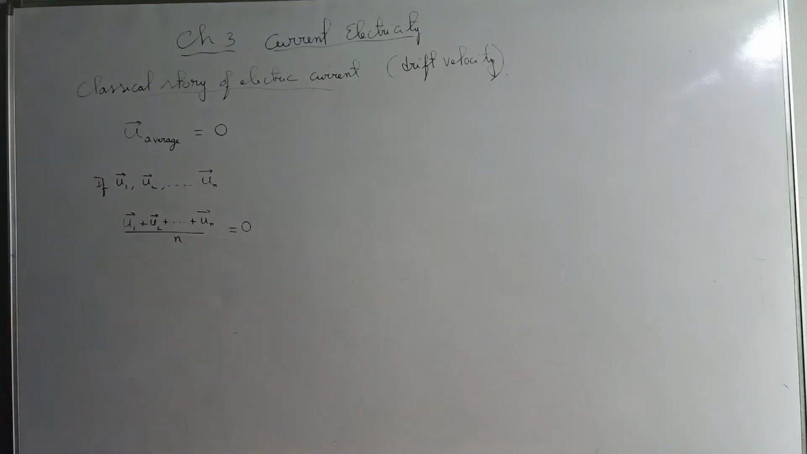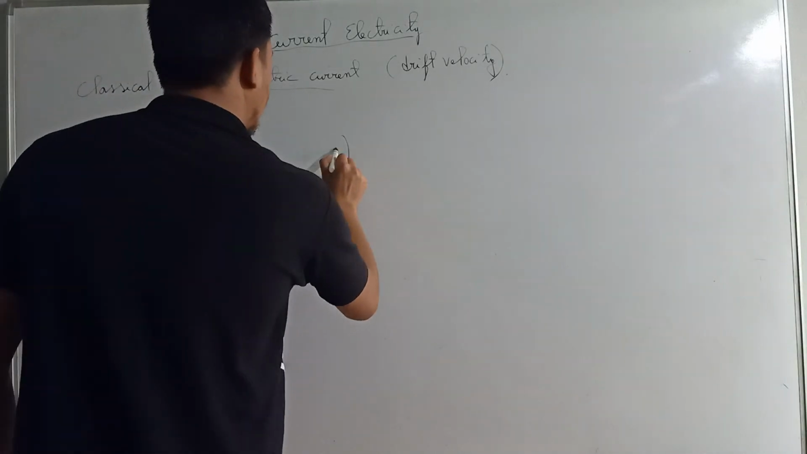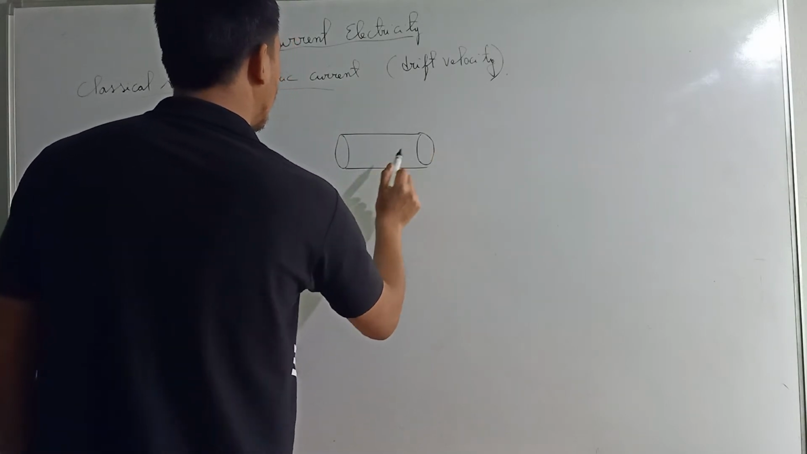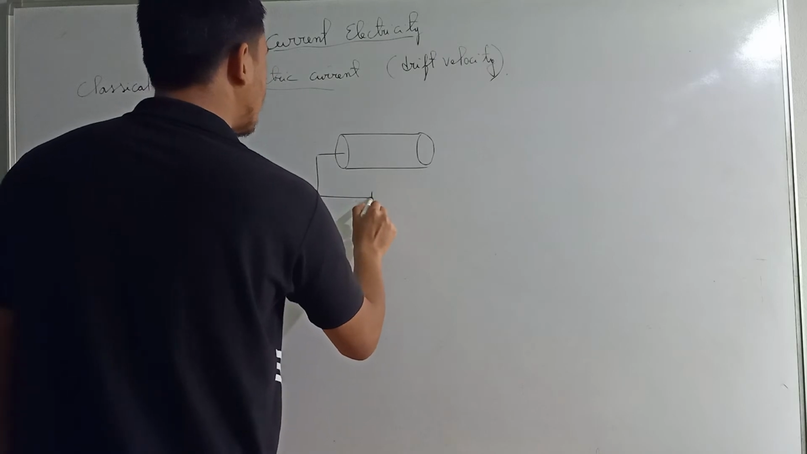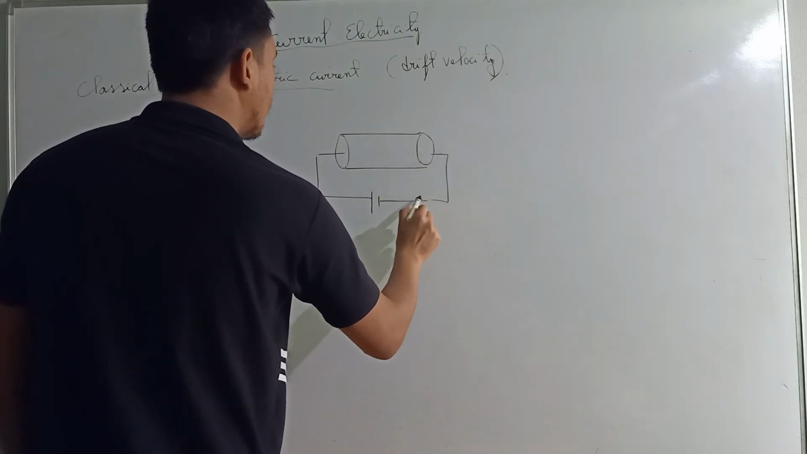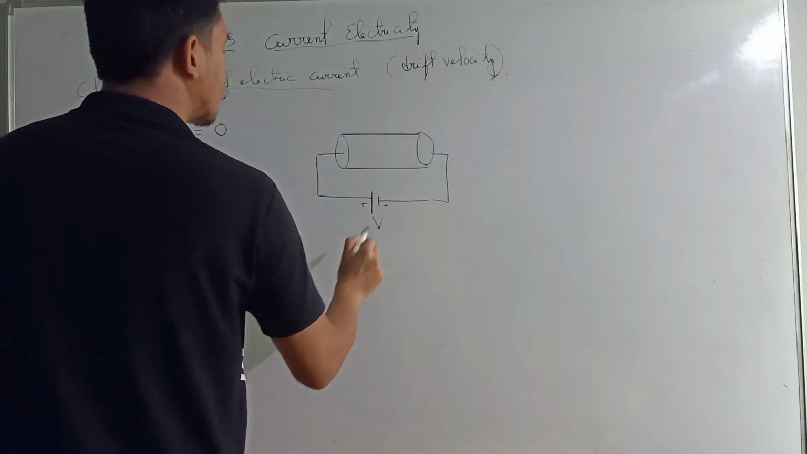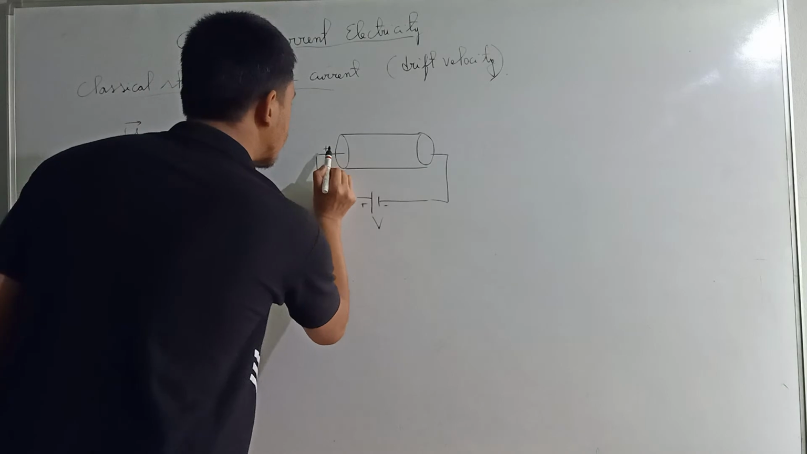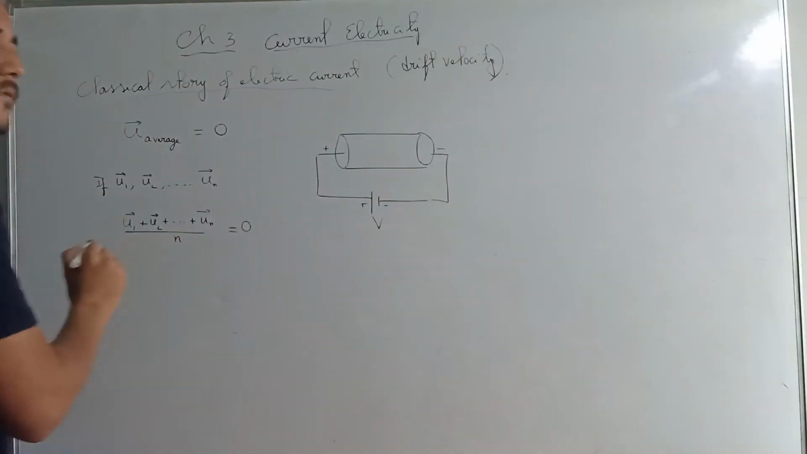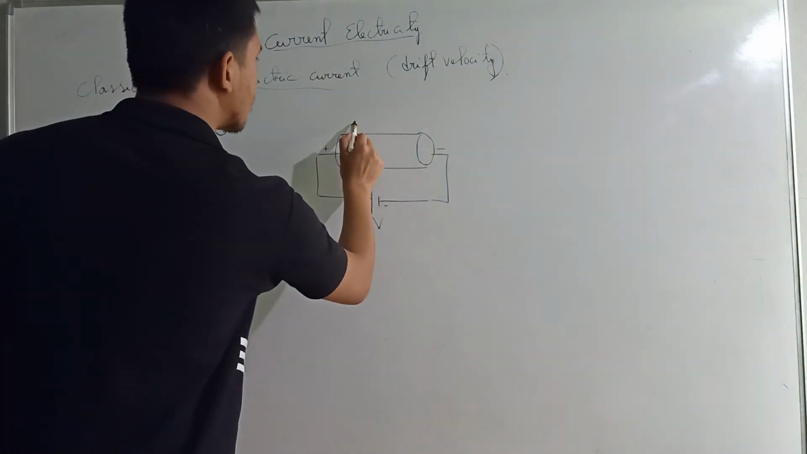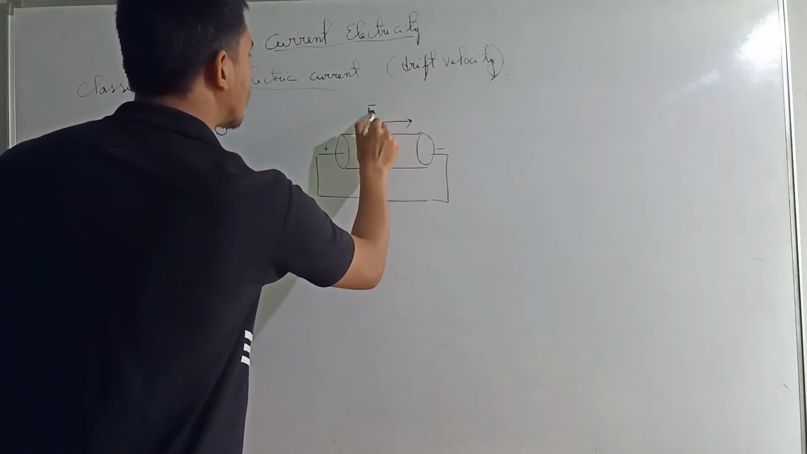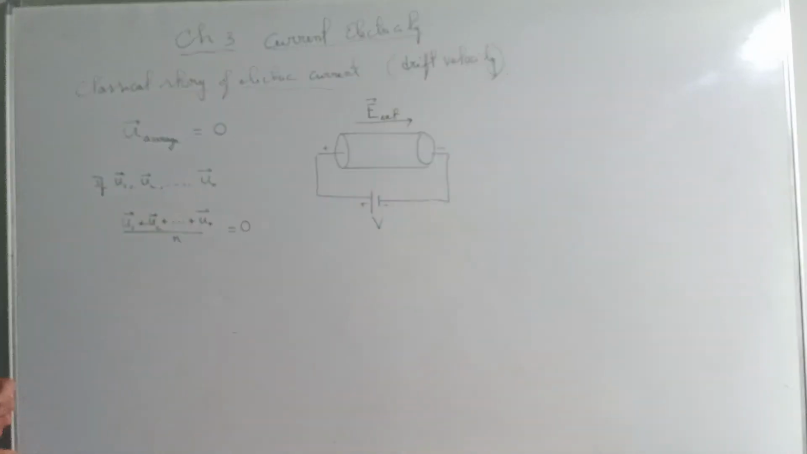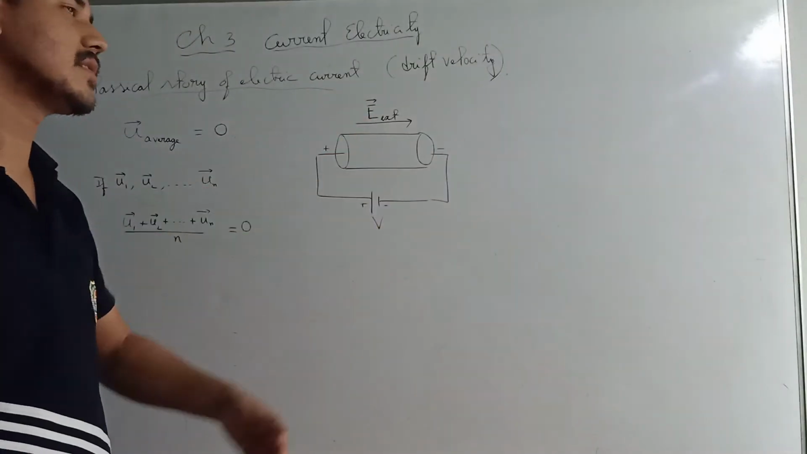Alright? Now, if you connect the conductor to a battery, suppose the battery has potential V. Then a potential is set up across the two ends of the conductor, and hence an external electric field is set up.